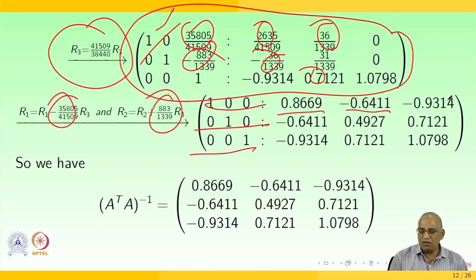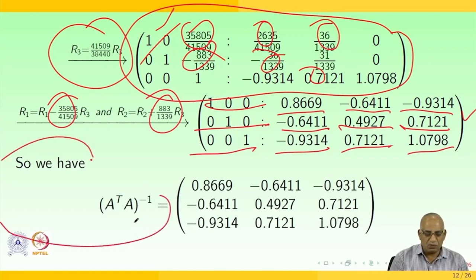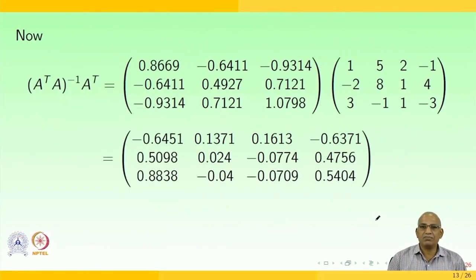So this is 0.8669, minus 0.6411, minus 0.9314. This is minus 0.6411, 0.4927, 0.7121. And this is minus 0.9314, 0.7121, 1.0798. And this one will become A transpose A whole inverse, which is 0.8669, minus 0.6411, minus 0.9314. This will be minus 0.6411, 0.4927, 0.7124. And this will be minus 0.9314, 0.7121, 1.0798.